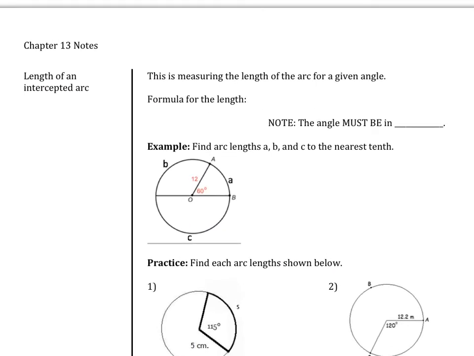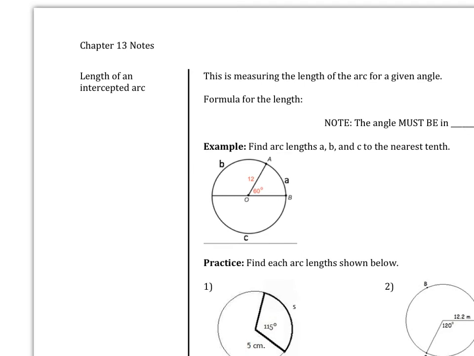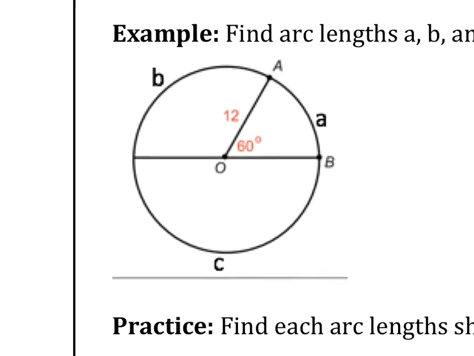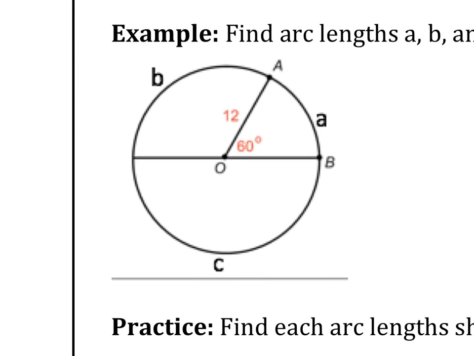Okay, so the last thing we need to go over, the second part of today's lesson, is about intercepted arc, which is just talking about the length of the arc. So, for example, if you have this circle that's like a pizza, and you get this slice, intercepted arc, or length of arc, or arc length, is really just asking you how long is the crust on this piece of pizza that you got?